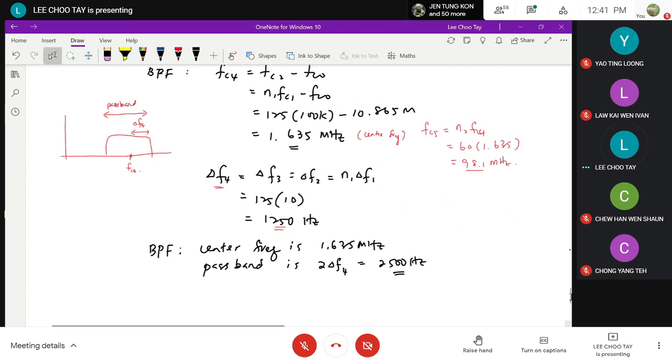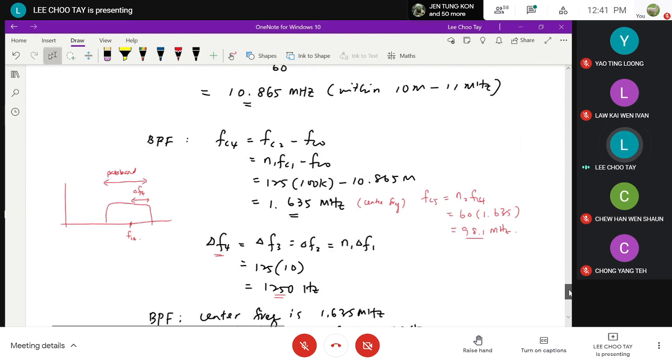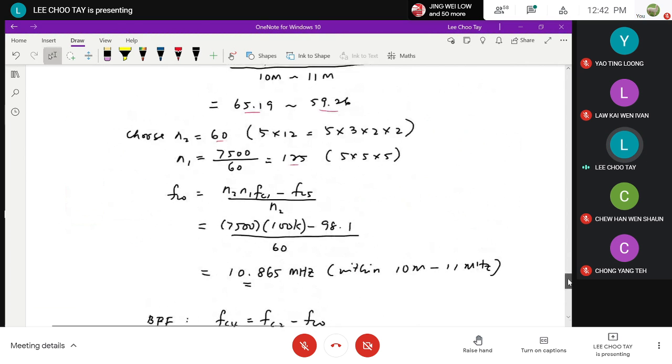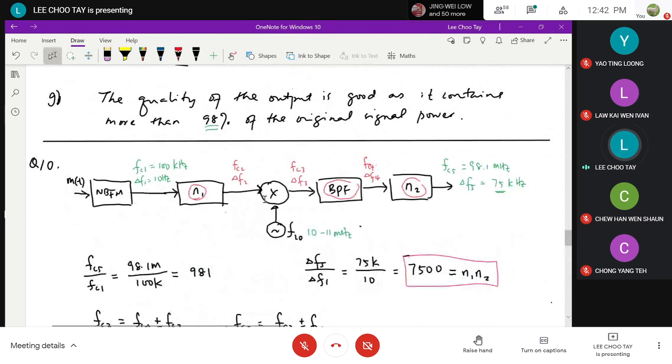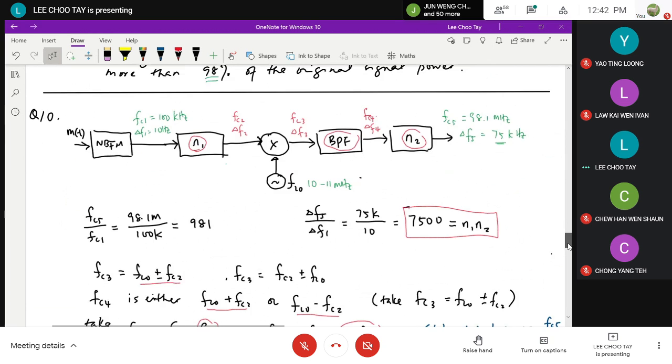So the design of the indirect FM modulator basically requires you to find the value of N1, N2, the FLO, as well as the bandpass filter. We have done that in this exercise. Any questions?